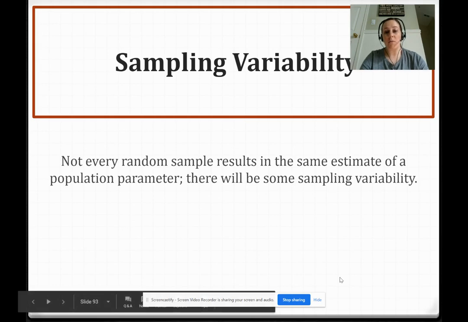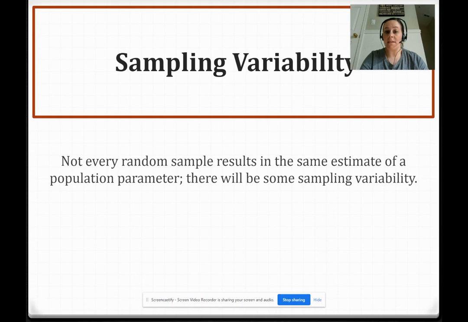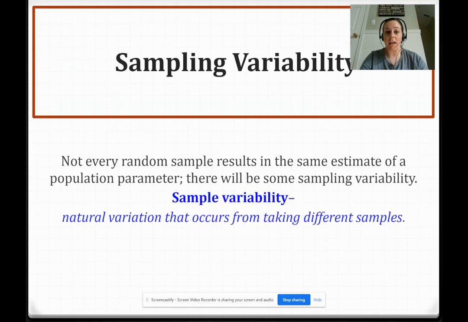Not every random sample results in the same estimate of the population parameter. There will be some sampling variability. Sampling variability is the natural variation that occurs from taking different samples. If I ask a different group of 20 students the same question as a new group of 20 students, you're probably going to get slightly different results, and that's okay.